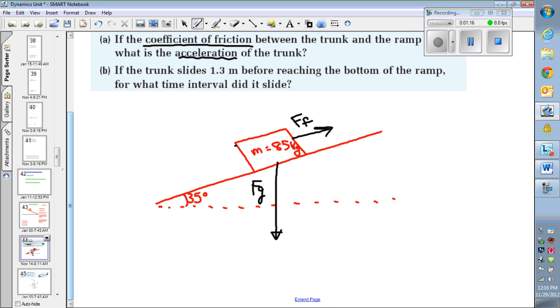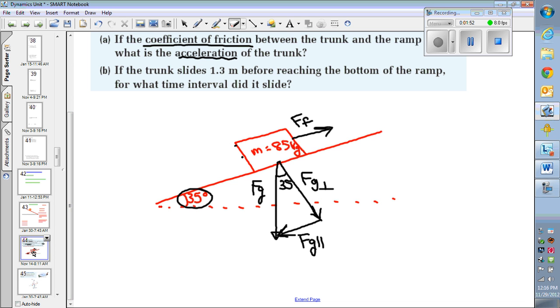But what makes the crate fall down is part of gravity. It's not all of FG, but every time you do an inclined plane question, you're going to draw an arrow perpendicular to the plane and an arrow that's parallel to the plane, and you're going to break FG up into those components. Whatever angle you have here is the angle there, so it's 35 degrees. I will call this FG perpendicular because it's perpendicular to the plane. This vector will be FG parallel. It is down the plane, so it's the force that's making it go down the plane.